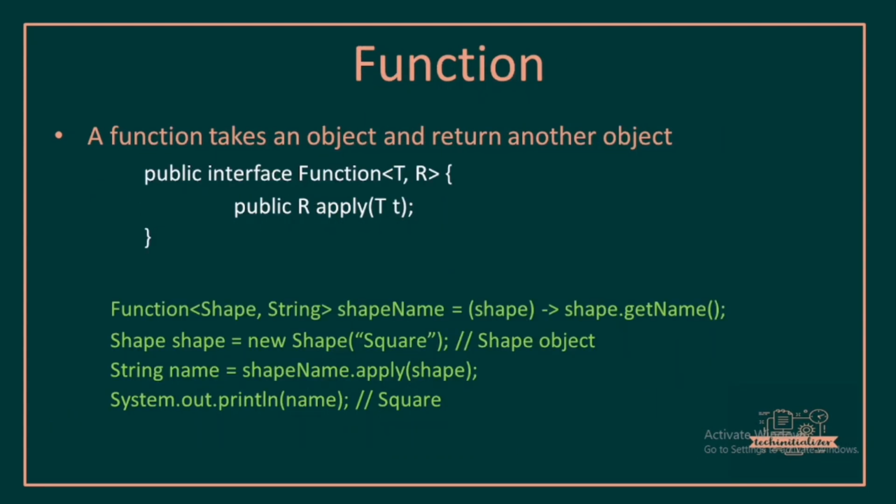Next we have a Function that takes an object and returns another object. As you can see, it has only one abstract method, apply, that takes an object of type T, but it returns an object of type R. In our example, we have created a shape function that takes a shape object and gives a string, which is the name of the shape. We have called the apply method by passing the shape object, and in return we are getting the name of the shape, which is square.